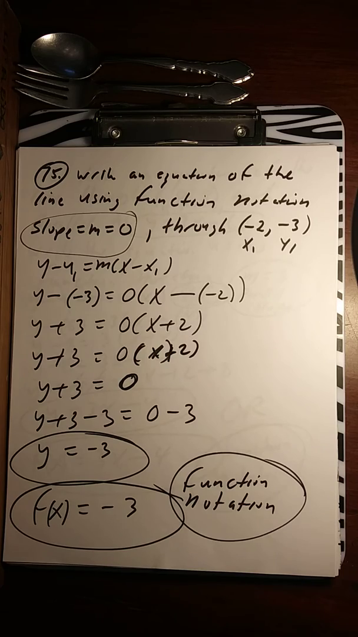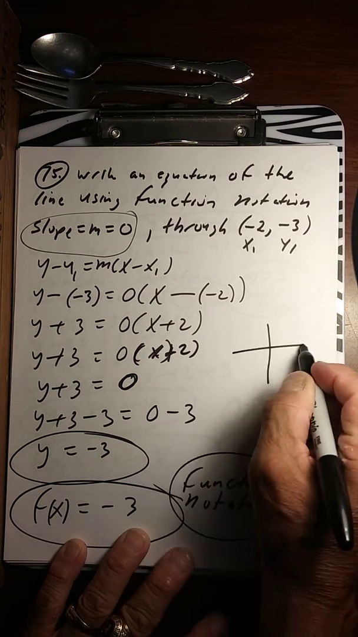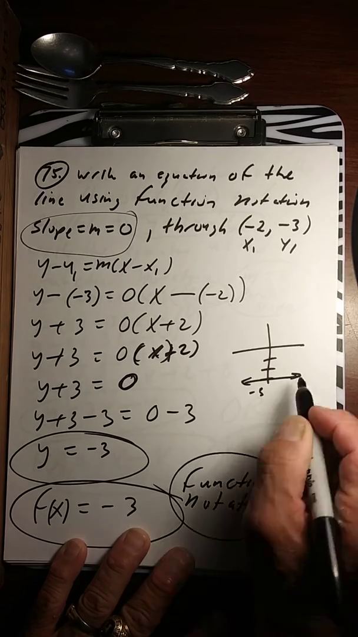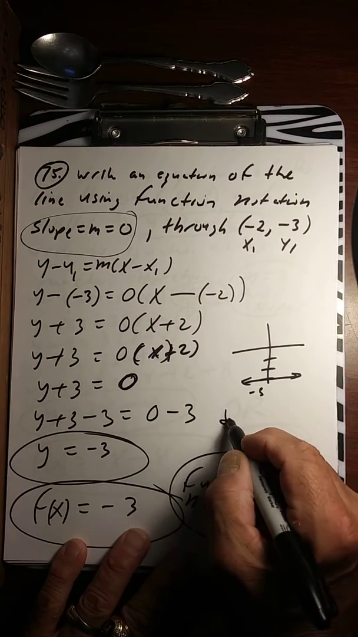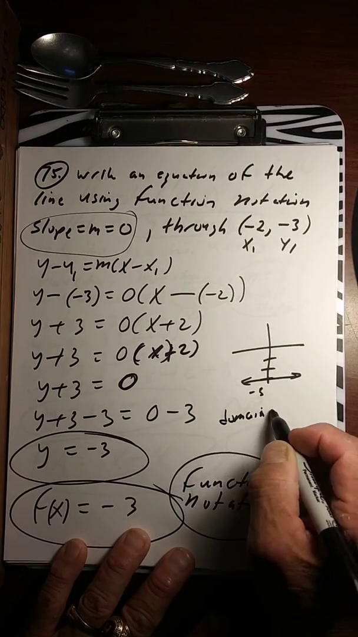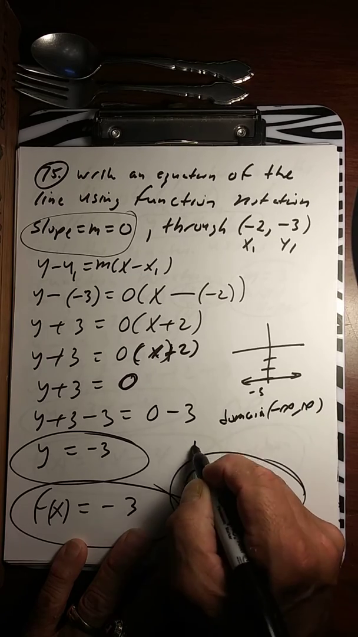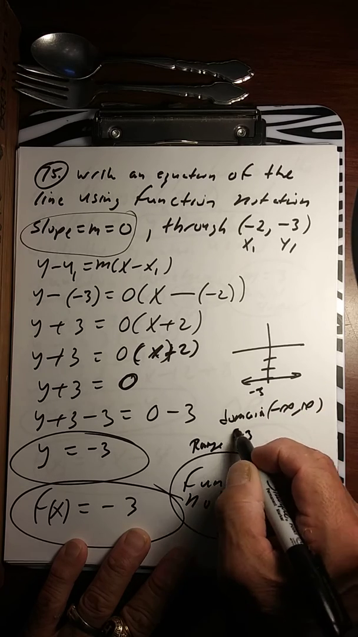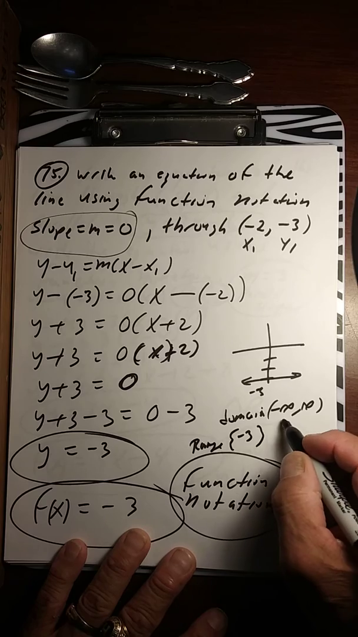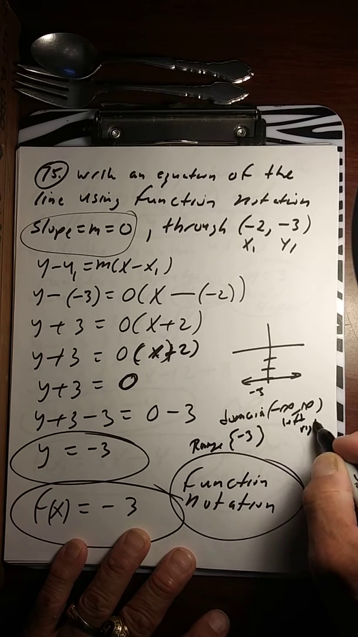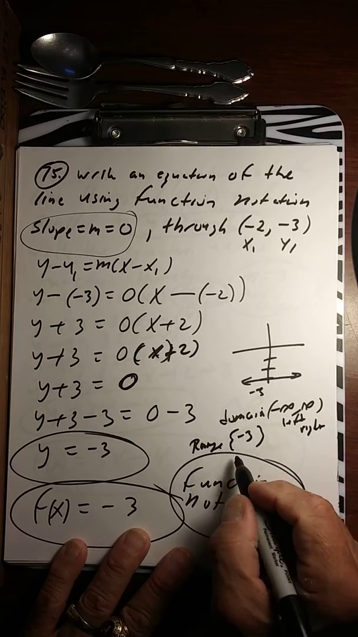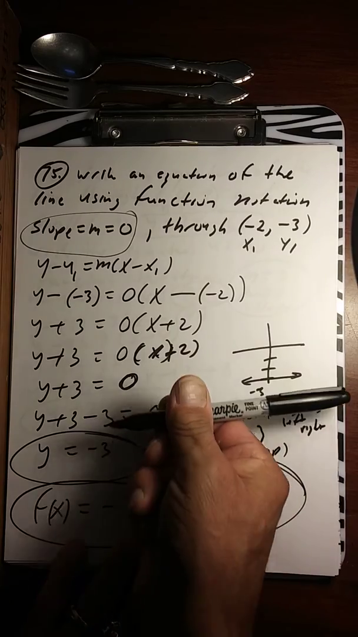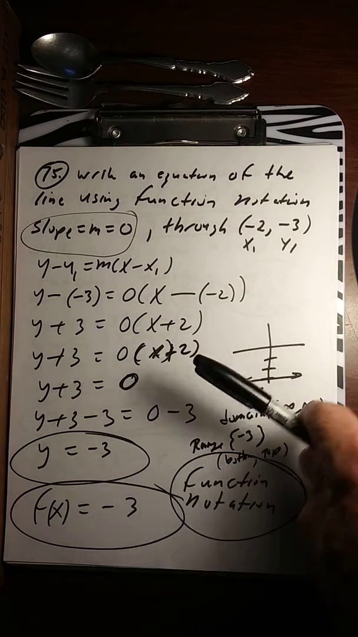3. Okay, let me show you another thing about this. Negative 3, that means 1, 2, 3. This graph goes like this. The domain is negative infinity to infinity. And the range of this is going to be just, what is that number? Negative 3, that's it. So the domain, left and right, is negative infinity to infinity, and the range, the bottom and top of this graph, is just negative 3.